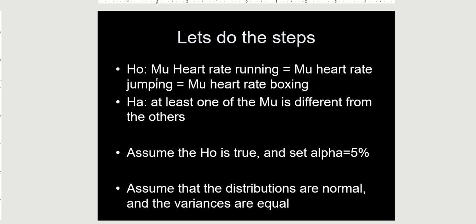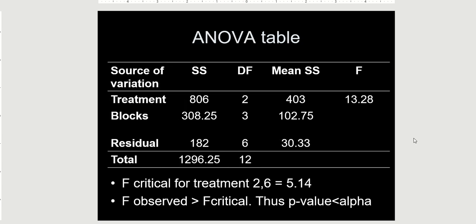All right, so here are the steps. The null hypothesis: the mean heart rate for running equals the mean heart rate for jumping equals the mean heart rate for boxing. The alternative: at least one of the means is different from the others. We assume the null is true. We set alpha at 5%. We assume the distribution is normal and all the variances are equal. And then we set up the table.